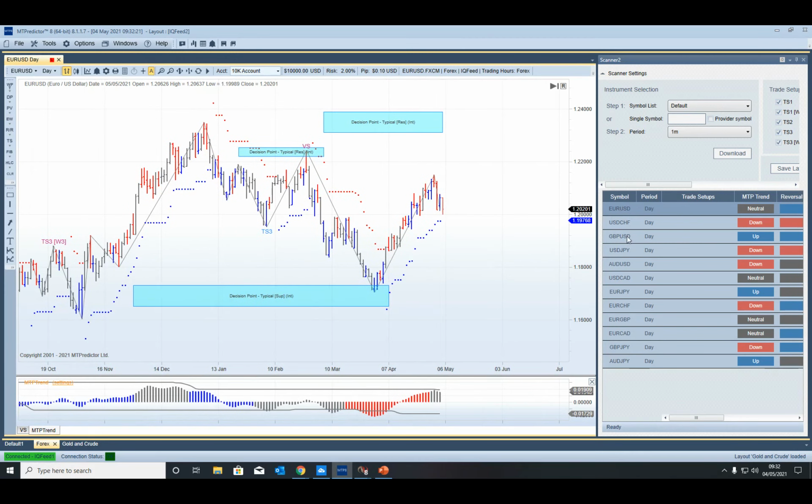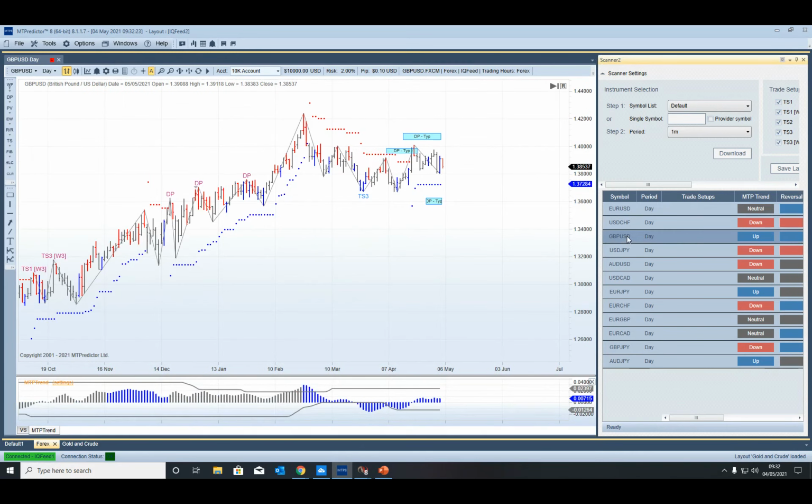So I've been having a look at some of the Forex markets, and there's very little going on in some of the Forex markets at the moment. So not much to show you on those. That's why that crude oil example is probably the best one to look at for today.